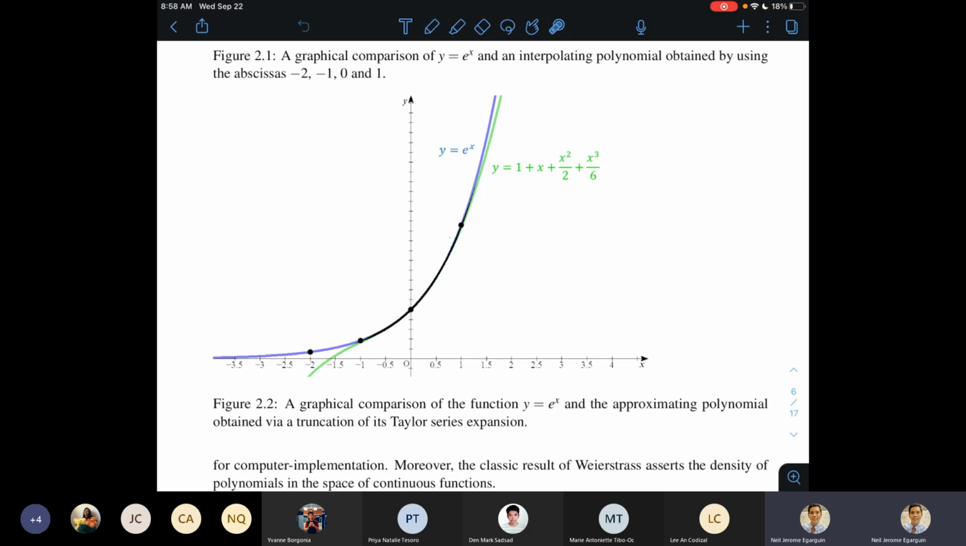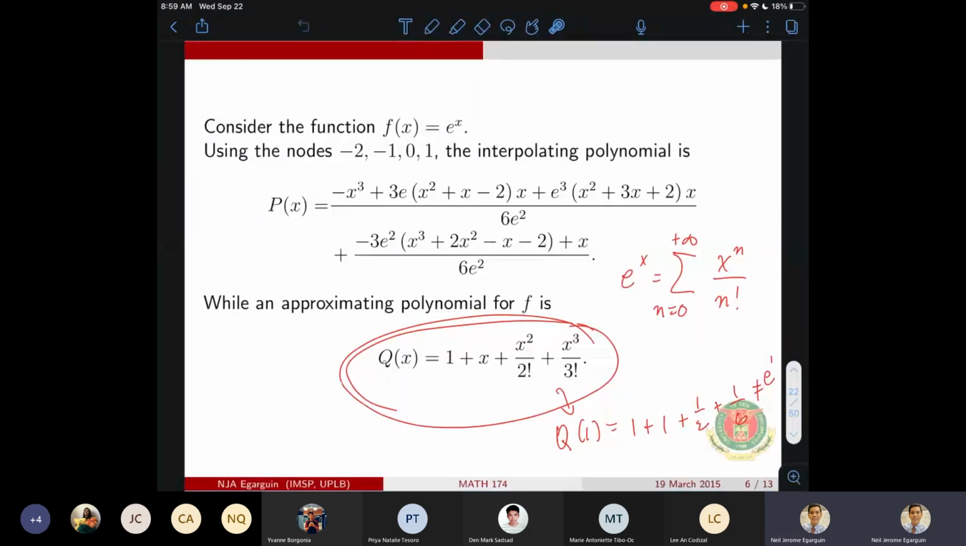Kasi in approximating, in designing an approximating polynomial, hindi required na mag-pass through dun sa given data points. So basically, this actually, the interpolatory requirement distinguishes interpolation from all other forms of approximation. Okay? Is that clear so far? Okay, I hope it is. If you have questions, just put them on the chat or just unmute yourself and interrupt me anytime.